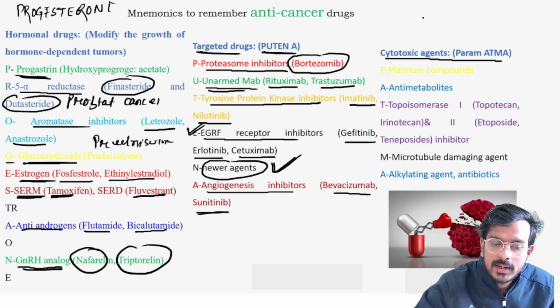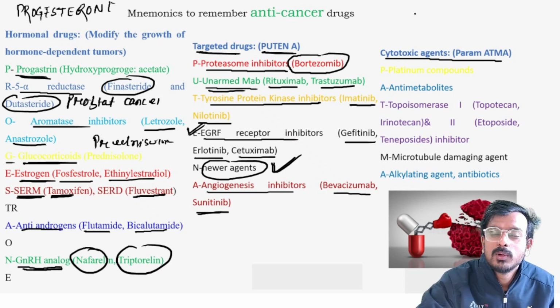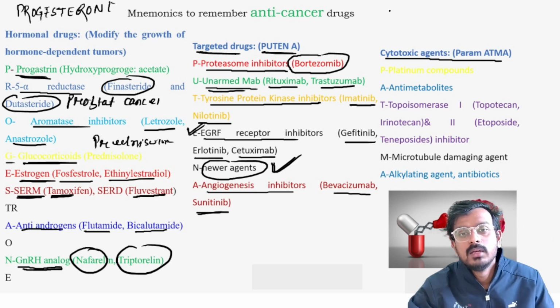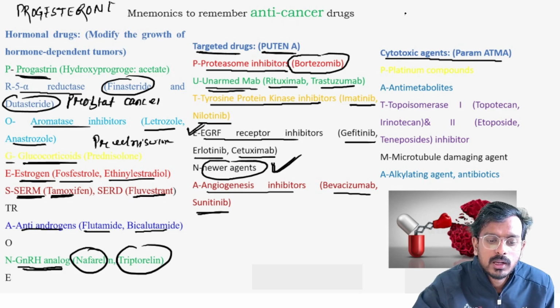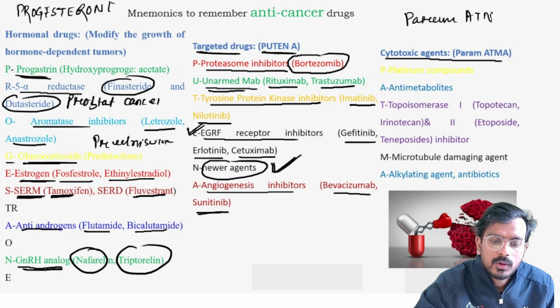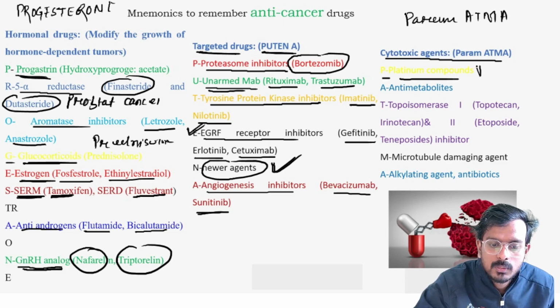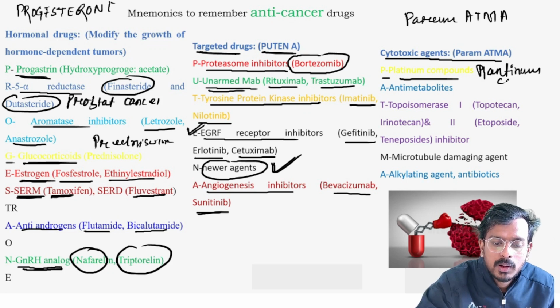To remember that, there is a simple funny word you have to remember: Paramatma. We basically believe in Paramatma. So the word is Paramatma. How do you remember it? P stands for platinum compound, your cisplatin class of drugs.